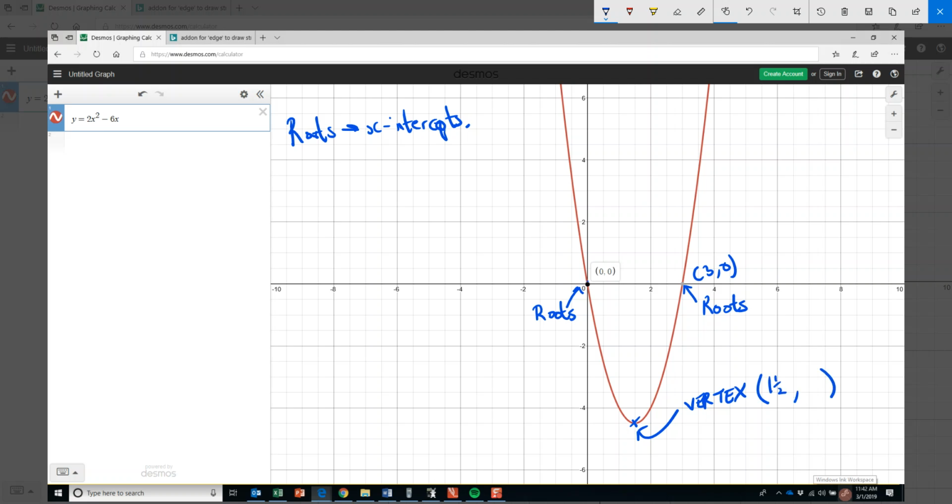Now, how can I work out my y-coordinate then? We could sub it back into the equation. So remember, this is my equation: 2x squared minus 6x. If I put 1.5 into my equation, it is going to give me out my y-coordinate. Does that make sense? Yes or no?